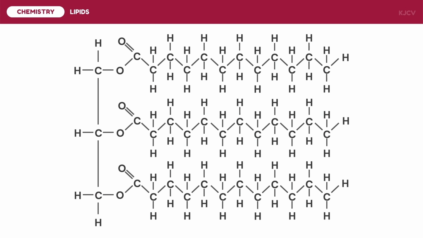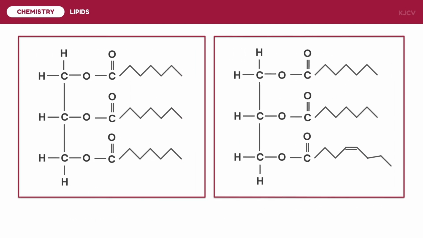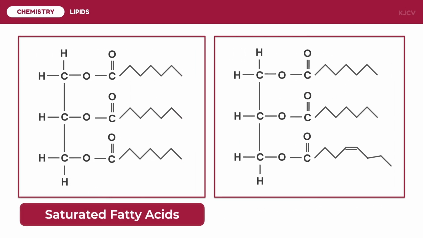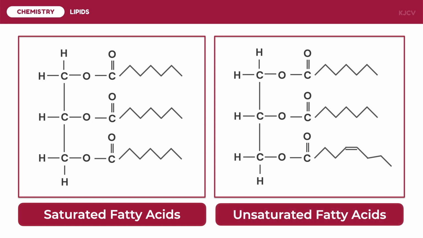Now, the side chains or aliphatic chains of the fatty acids are classified into 2. The fatty acids can either be saturated or unsaturated. The major difference between the two is that saturated fatty acids do not have any double bonds on the aliphatic chain. On the other hand, unsaturated fatty acids contain a double bond which appears to be a bend on the aliphatic chain.